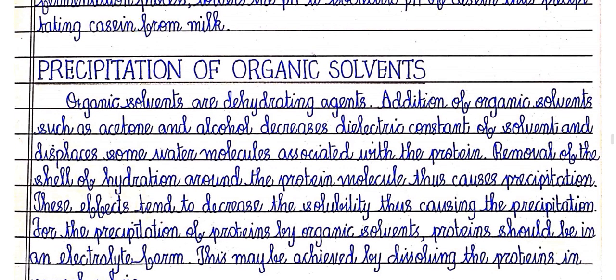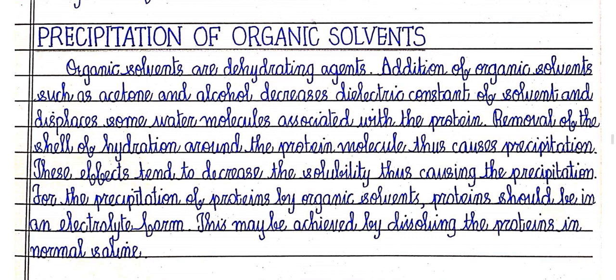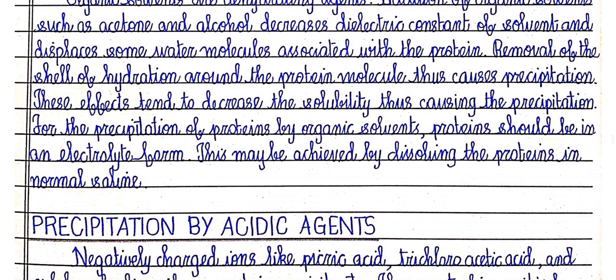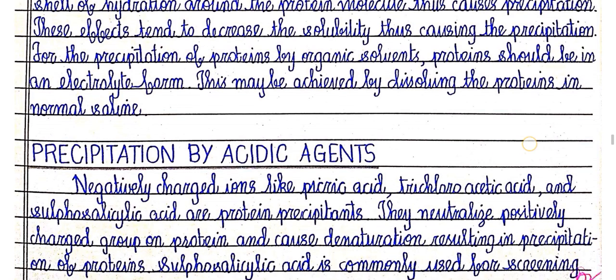And precipitation by organic solvents. Organic solvents are dehydrating agents. Addition of organic solvents such as acetone and alcohol decreases the dielectric constant of the solvent and displaces some water molecules associated with the protein. Removal of the shell of hydration around the protein molecule causes precipitation. For the precipitation of proteins by organic solvents, proteins should be in an electrolyte form. This may be achieved by dissolving the proteins in normal saline.